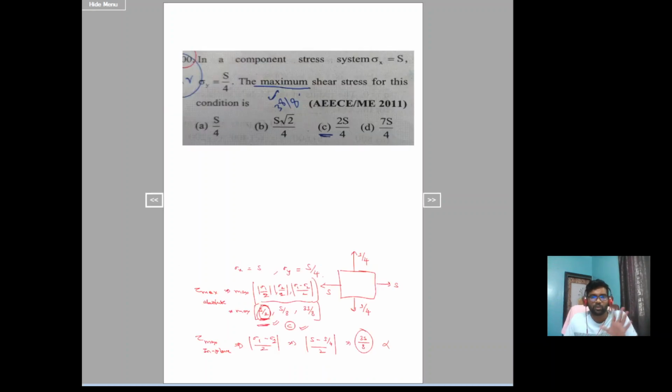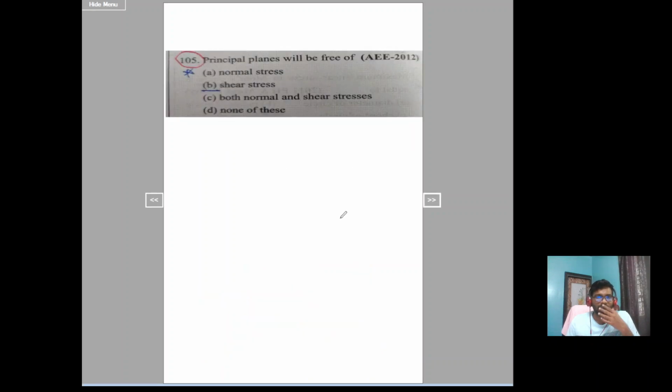Okay, if he didn't mention anything, you should take absolute maximum shear stress. Okay, next. Principal planes will be free of shear stress. I have mentioned earlier, principal planes will have only normal stress. They don't have any shear stress. So shear stress is 0. It should be free of shear stress.